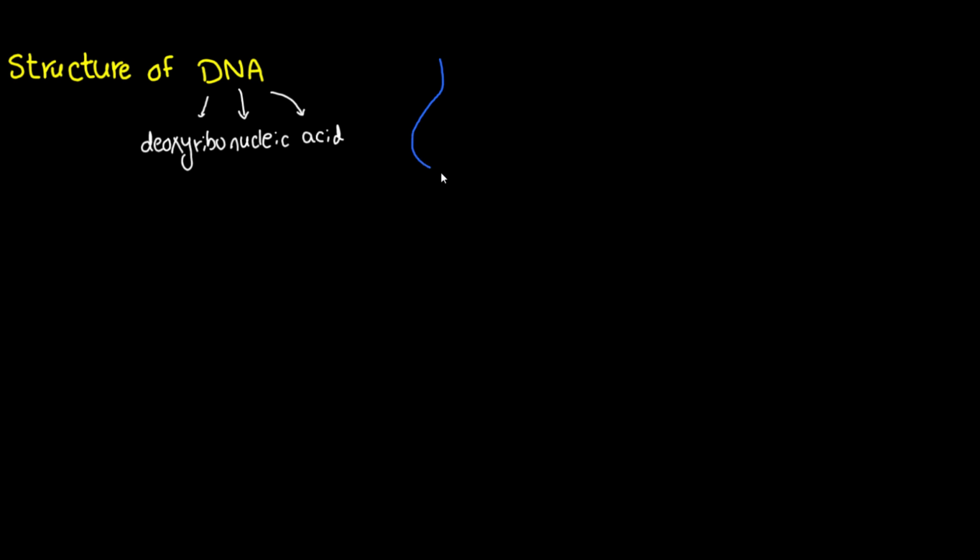A DNA molecule consists of two strands coiled around each other, forming a double helix. This double helix, if we unwind it, is somewhat like a ladder. Each one of the two strands is a long polymer of simple units called nucleotides. So these are nucleotides.